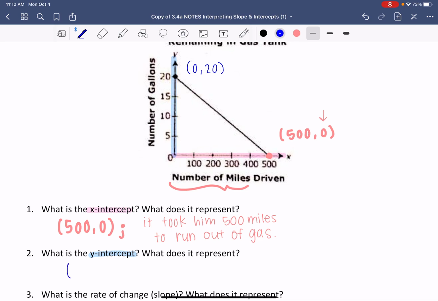Okay, so what does this represent? So our point is 0, 20. So 0 representing the number of miles I've driven. So I haven't driven any miles, but I've started out with 20 gallons because my intercept is right here. I have 20 gallons of gas in the tank. So how you interpret this is he started his trip out with 20 gallons of gas.